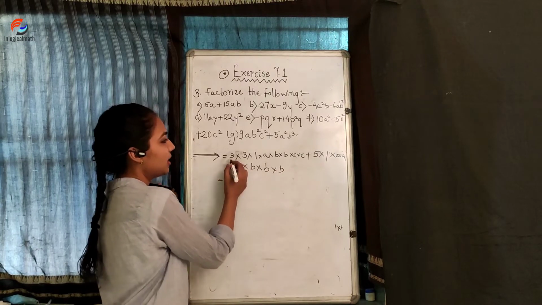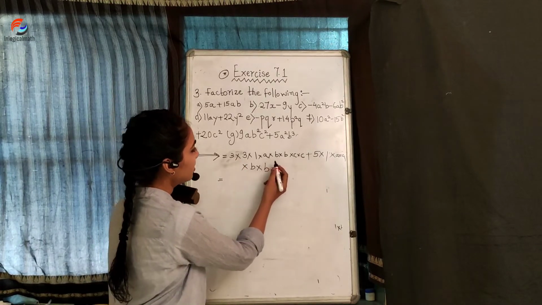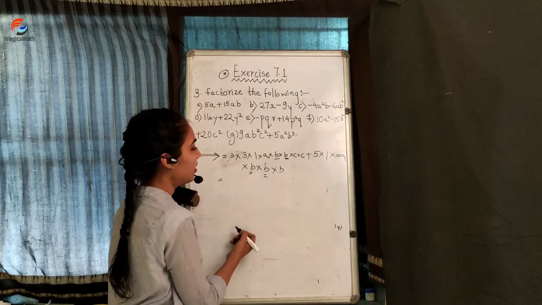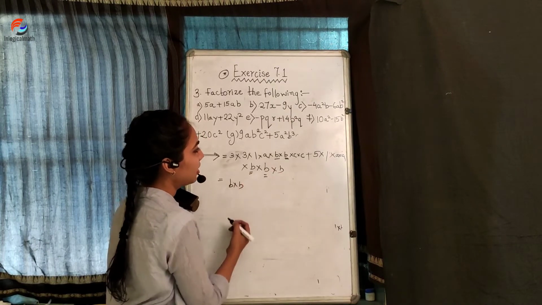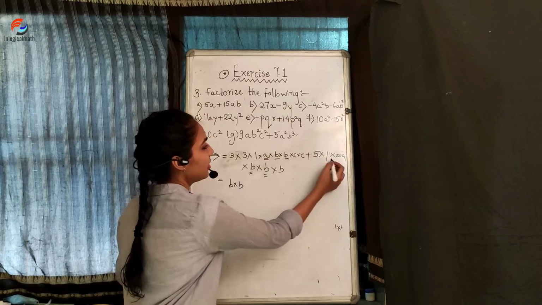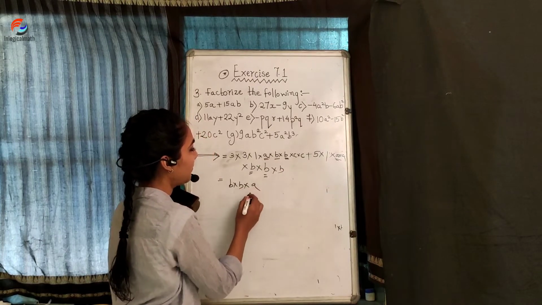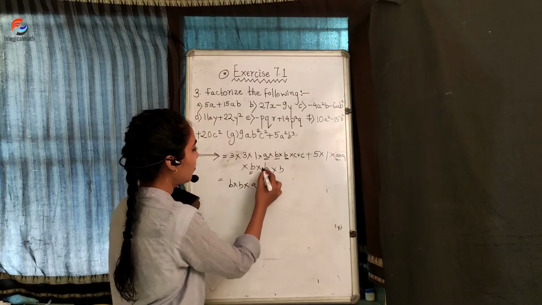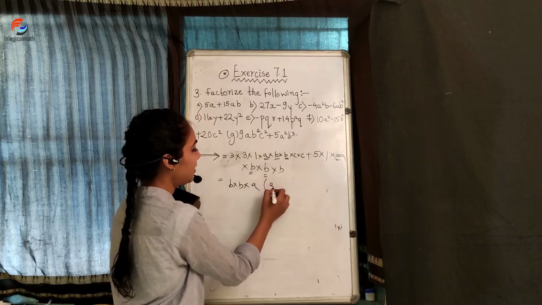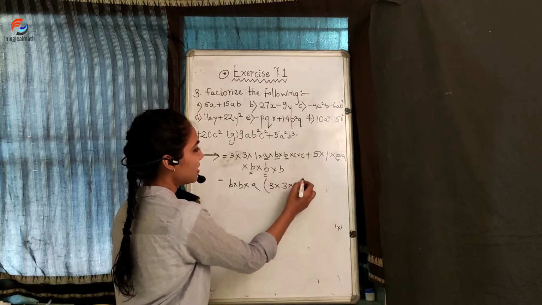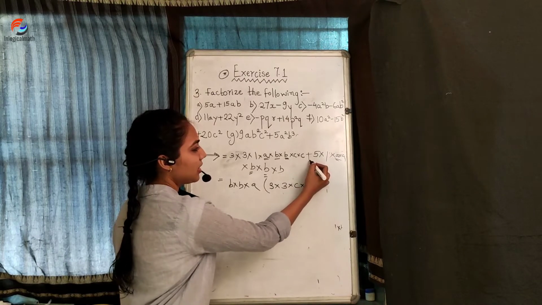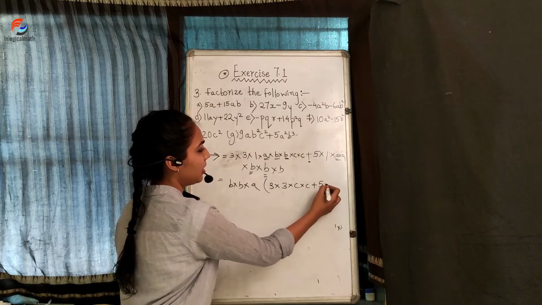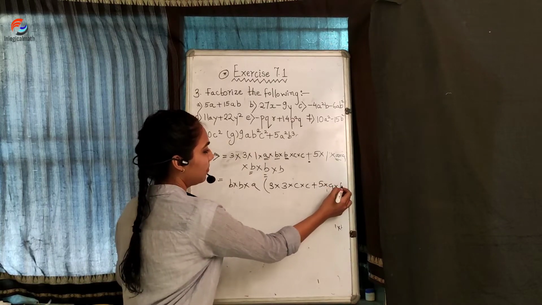So now take the common. I think this B is common, here also B is common. Write B multiply B. Then A is here also, multiply A. Then there is nothing else common. So what remains? 3 multiply 3, multiply C, C multiply C, then plus sign, then 5 remains, then multiply A, multiply B.